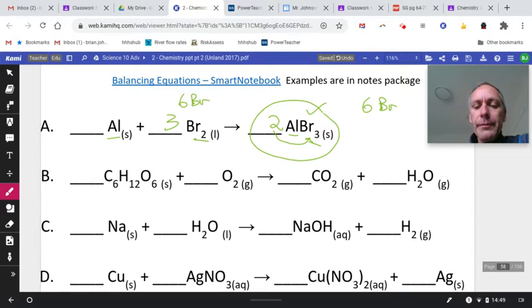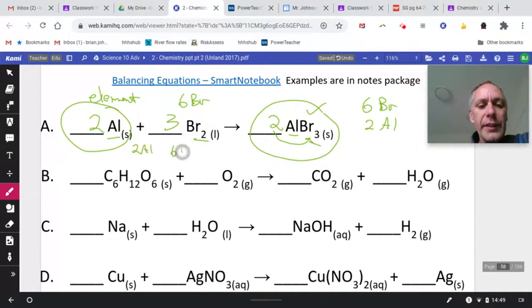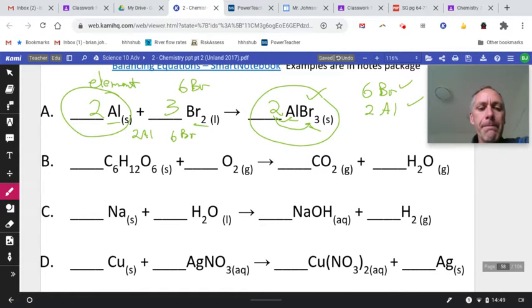Now the aluminum, there's 2. And because we left this element until last, when I put a 2 in front of it, that doesn't affect anything else, and we're done. Quick little check. 2Al, 6Br, 2Al, and 6Br balanced. Okay, second one.